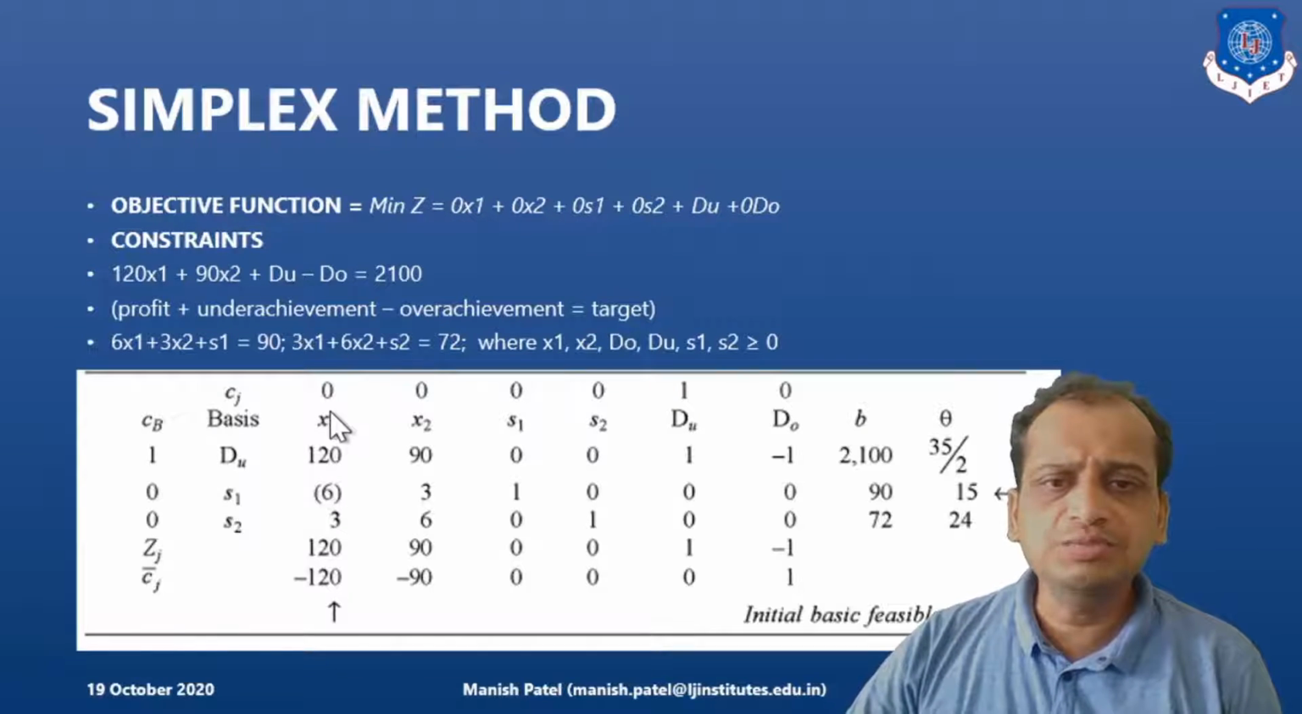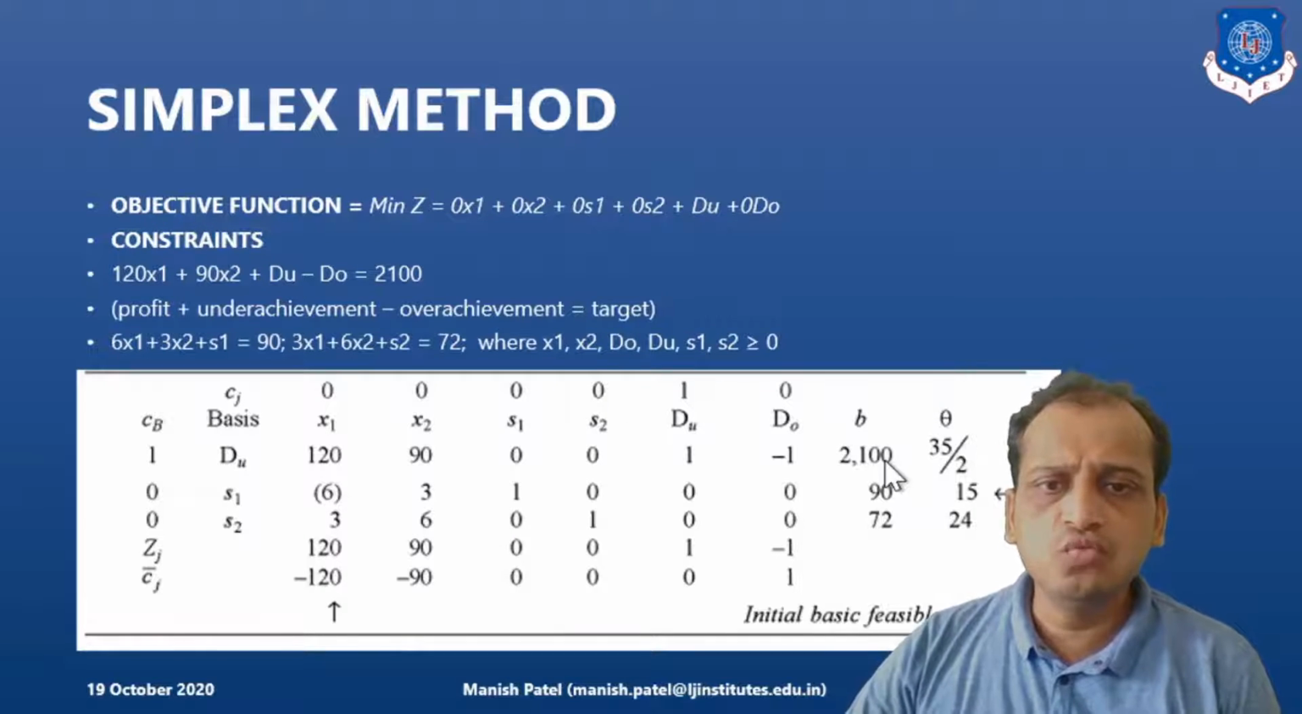So when we divide b by this pivot column, we will get the theta. 2100 divided by 120, you will get 35 by 2. In the same way, 90 divided by 6 is equal to 15, and 72 divided by 3 is 24.